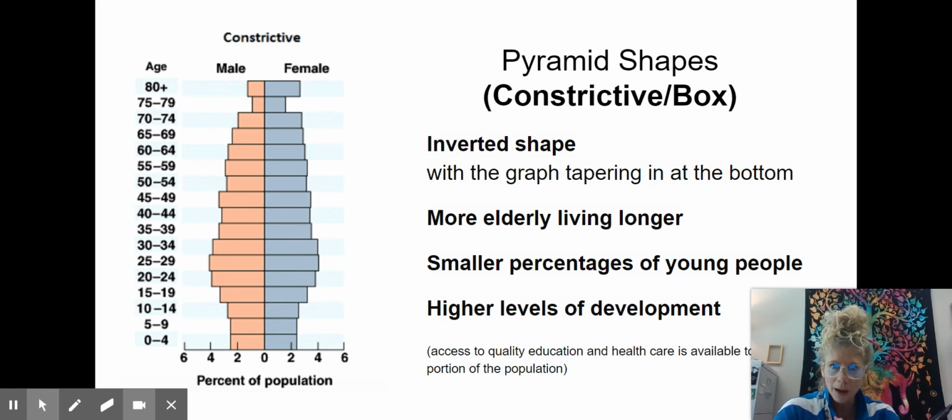We see at the top a little bit more of a bulge, which means the life expectancy in this area is a little bit longer and more people are living to be older. Okay, so more elderly living longer. We also see a smaller percentage of those young people, so less babies, and we have indicated that there's probably going to be a higher level of development in this country. Okay, what that means is there's probably, I'm going to assume there's access to quality education and healthcare there, especially since the life expectancy seems to be a little higher and more people are living to be older.